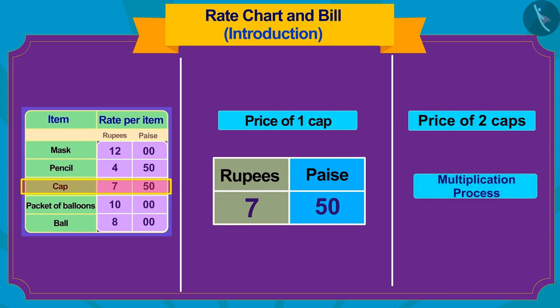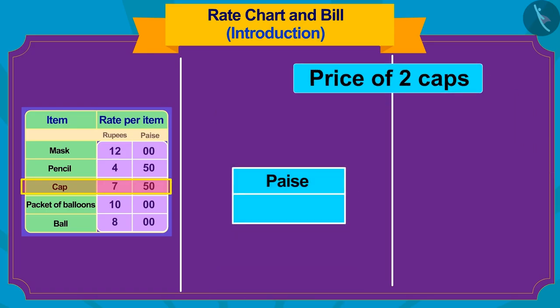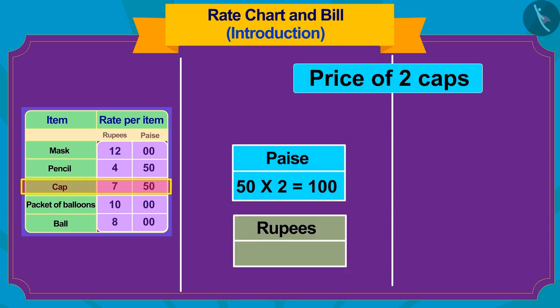Yes, we have to use the process of multiplication. First, we multiply the paise. So, multiply 50 by 2. So, how much money did that make? Exactly, 100 paise. Now, we will multiply the number 7 written in rupees by 2.